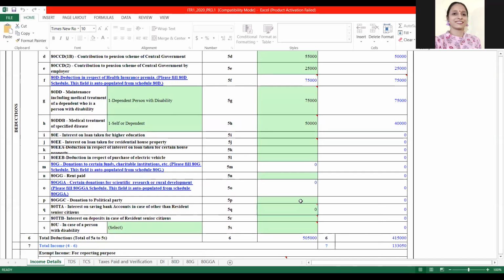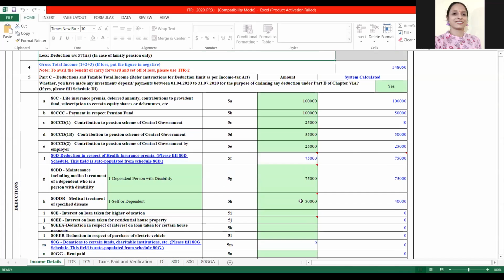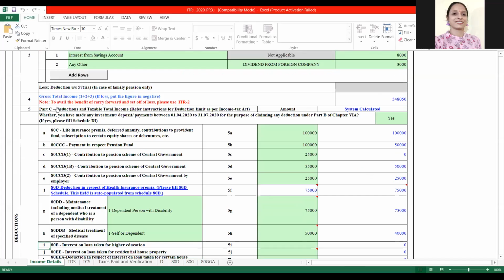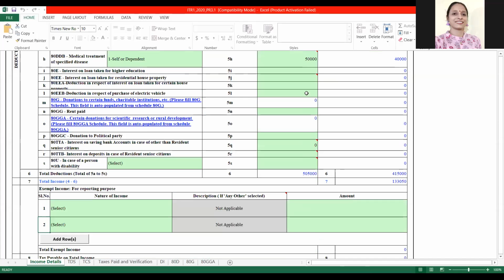80TTA basically deals with the interest on savings bank account. So if you remember, here we have put interest from savings bank. You can see this. This particular amount, we have claimed. We have shown 8,000 as the amount of interest received on savings bank account.